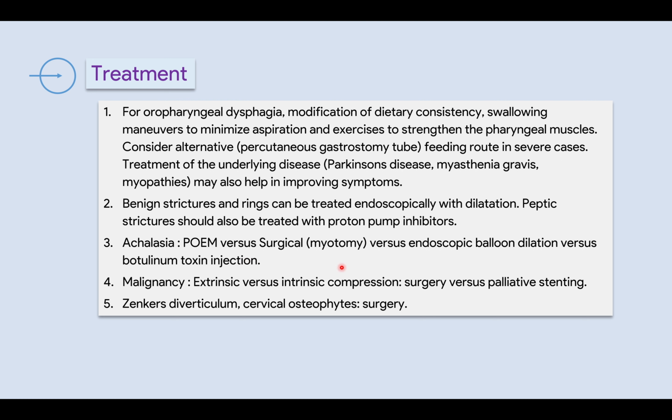Malignancy could be extrinsic versus intrinsic compression. So if the malignancy is amenable to surgery, the patient should undergo surgery plus chemoradiotherapy depending on the kind of malignancy the patient is suffering from. And if there is some Zenker's diverticulum or cervical osteophytes, then depending on that, a surgery has to be done.